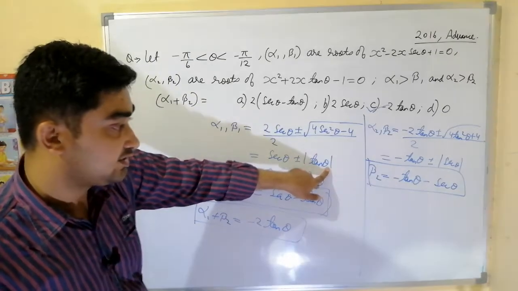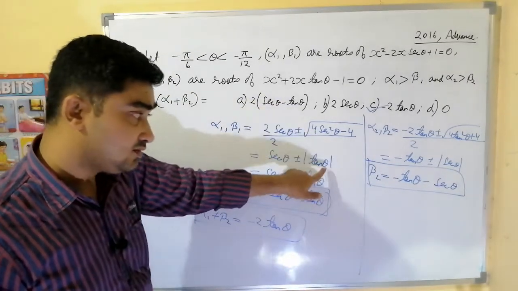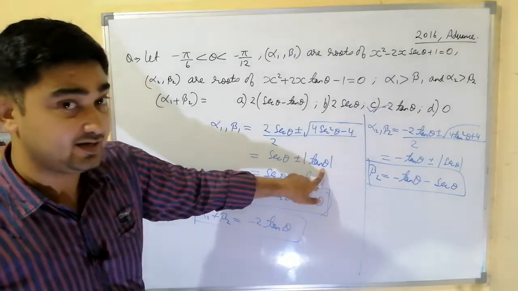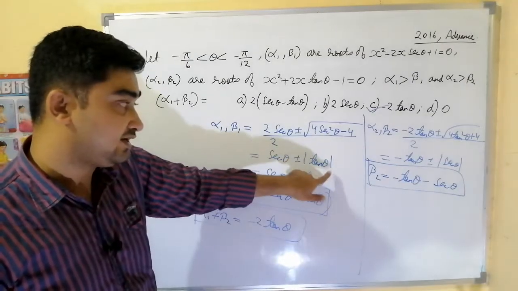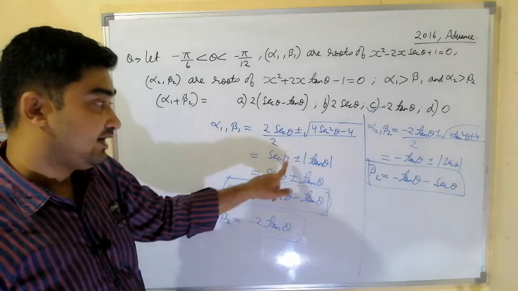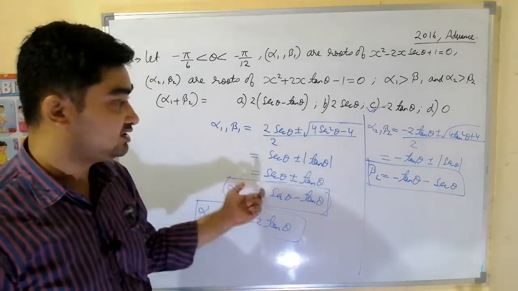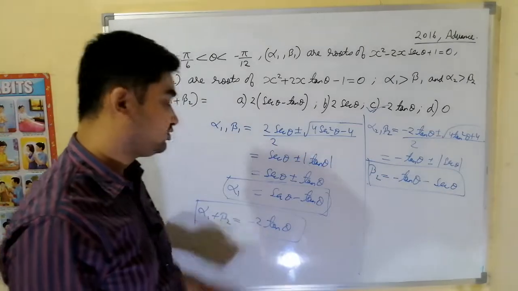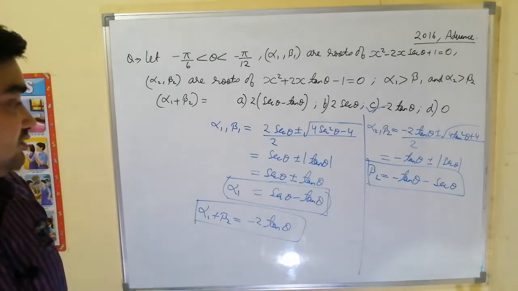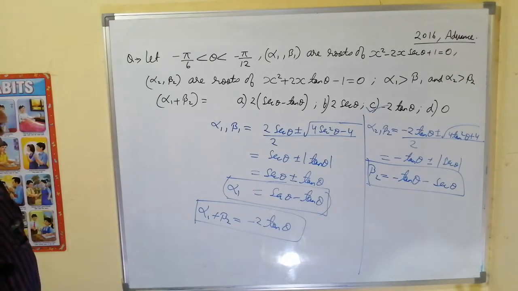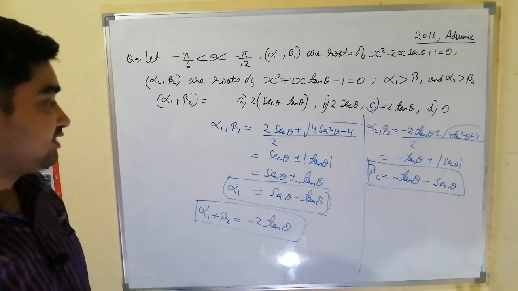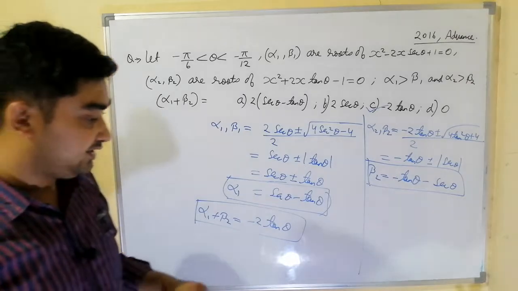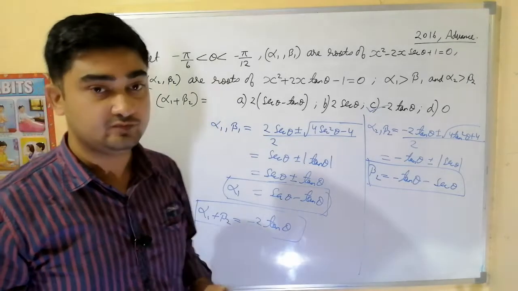Theta is in the fourth quadrant. So in the fourth quadrant, tan theta is negative. So the output of mod tan theta will be minus tan theta. And then we have to take the bigger one in this case and the smaller one in this case, and then we have to add. So this is the problem which came in 2016 Advanced. It is a very easy problem. Now again we'll do the next problem from Advanced.